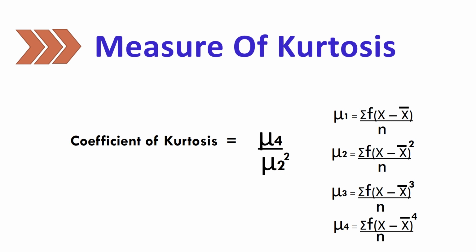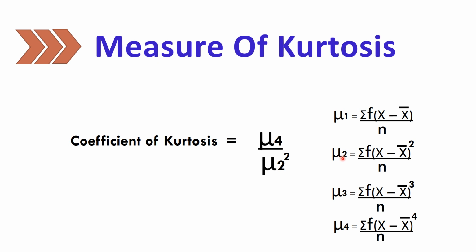Now this is the formula to be used in the case of a discrete series or a continuous series where there is frequency given. So when frequency is given, the formula is mu1 is equal to sigma f into (x minus x bar) by n. So first we have to find x minus x bar, then multiply with f and find the sum of that. And that value divided by n, that is mu1.